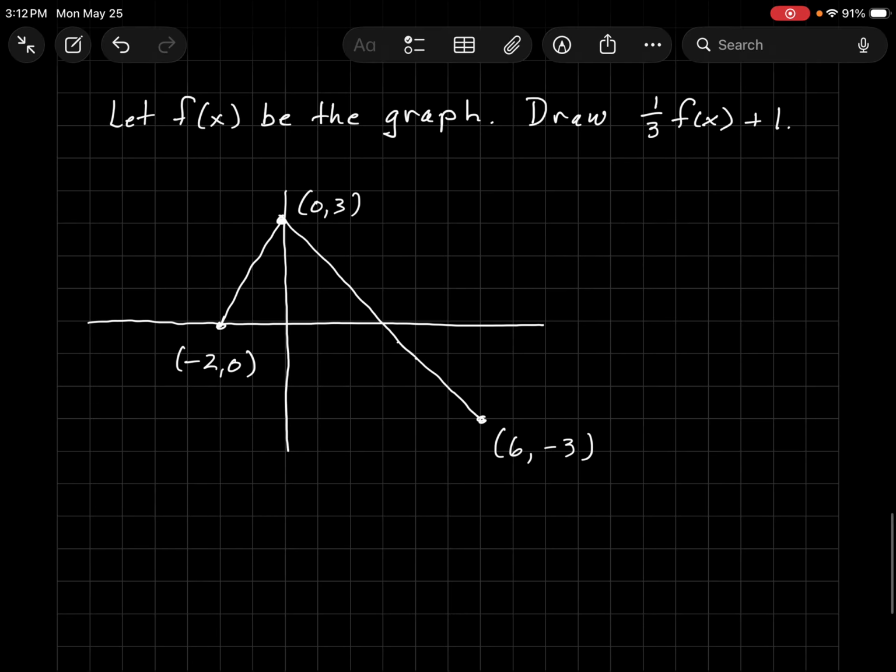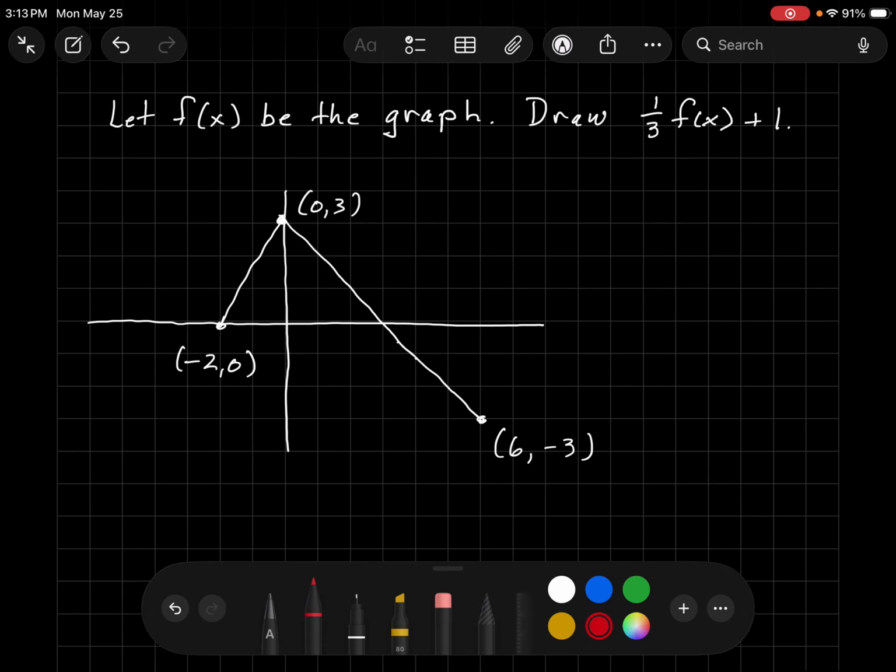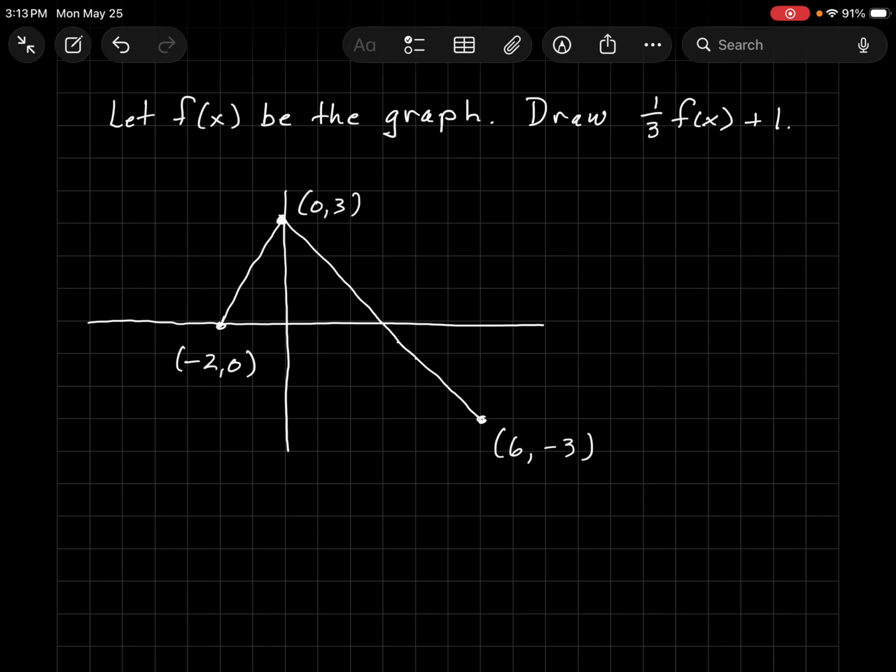So consider the graph of f of x, which is shown and is composed of 2 line segments. Let's draw the graph of 1/3 f of x plus 1. How would we do this? Personally, I recommend that we do this in stages. And we're going to use our order of operations. That is, we'll do the multiplication first and the addition second.